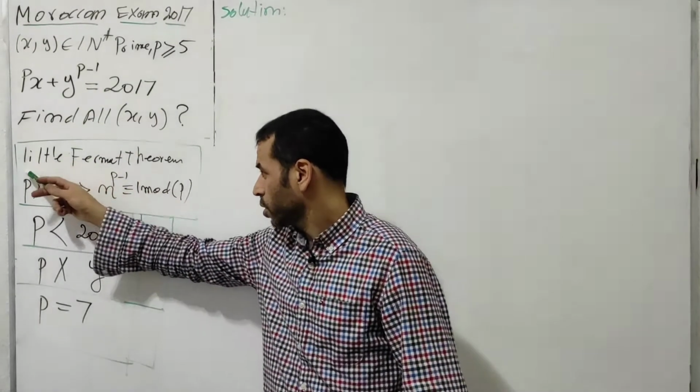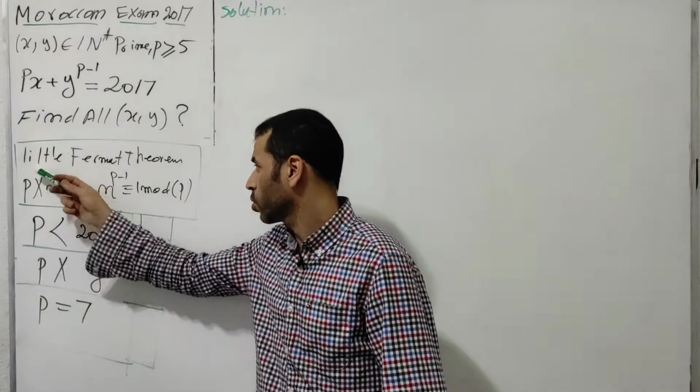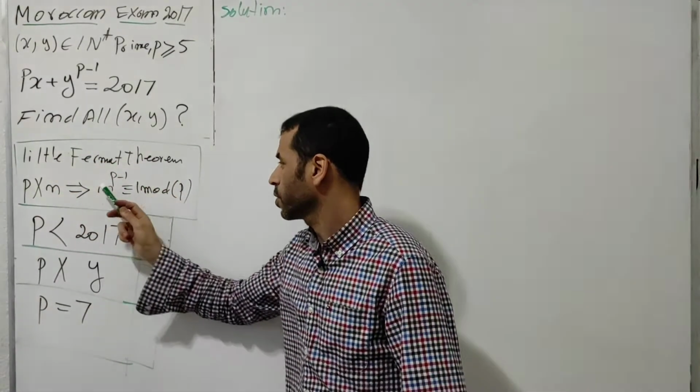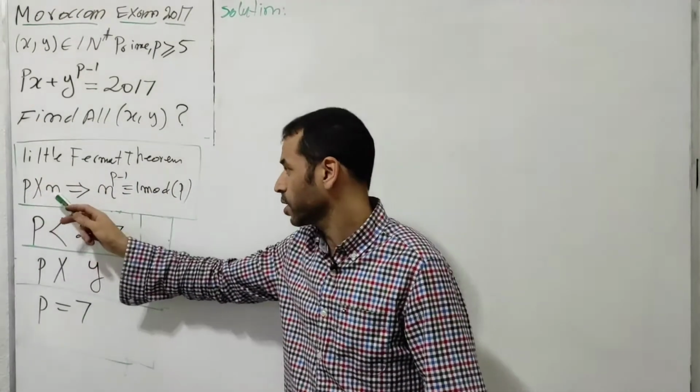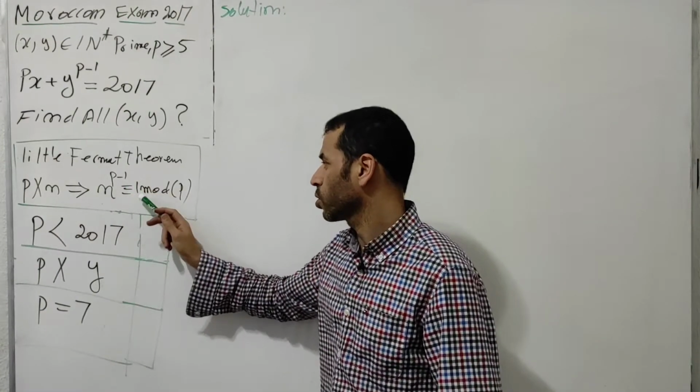So I'm going to remind you of a very important and useful tool. It's called Fermat's little theorem. When we have p as a prime not dividing n, an integer, it implies n to the p minus 1 is congruent to 1 mod p.